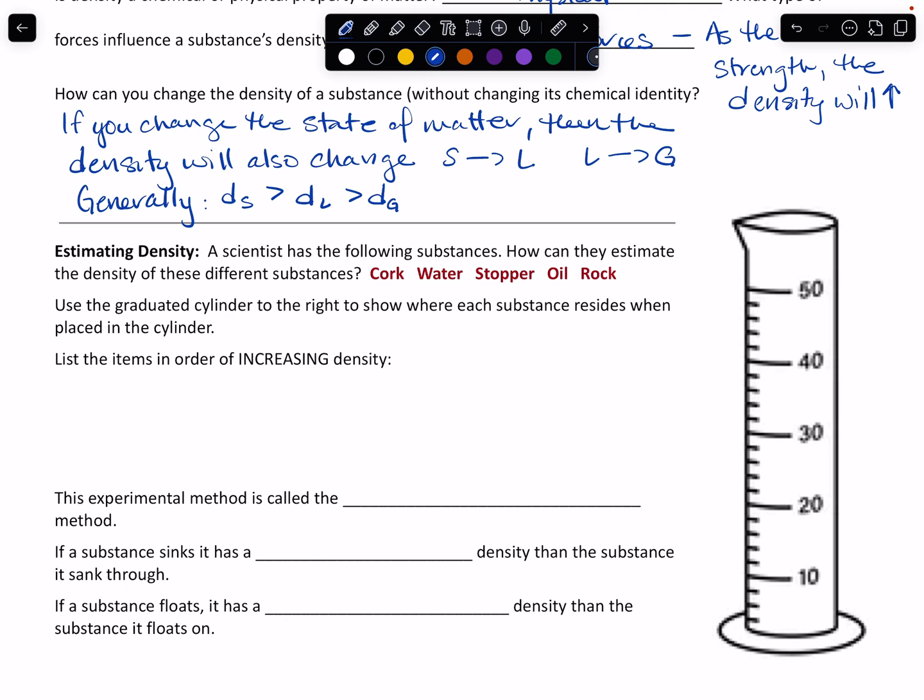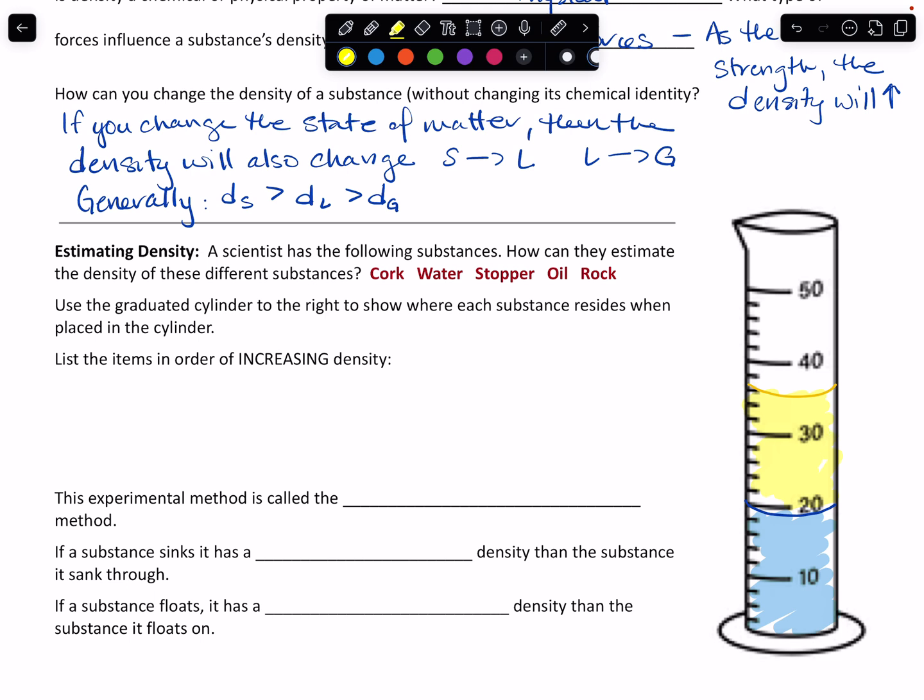Anytime you want to determine whether one liquid is more dense than another, one way to do that is to pour them on top of each other and see which one floats and which one sinks. For our purposes, we're going to be looking at oil and water. If I take some water and pour it into my graduated cylinder, and then I take some oil, I should see them layer on top of each other, just like this.